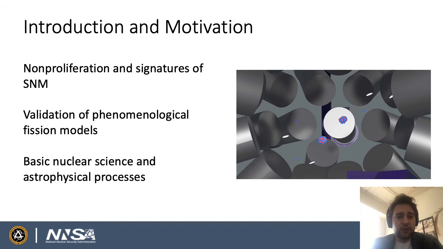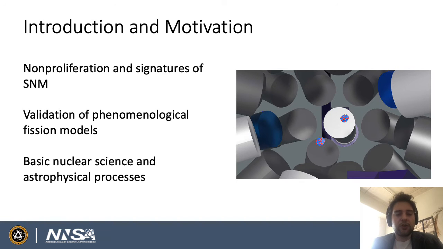A second source of motivation for this work is the validation of phenomenological fission models. These phenomenological models can help us determine the properties of the radiated emission in the cases where no experimental work exists. And fission, being a very complicated many-body nuclear reaction, actually has a lot of areas that are still not fully explored by experiment.